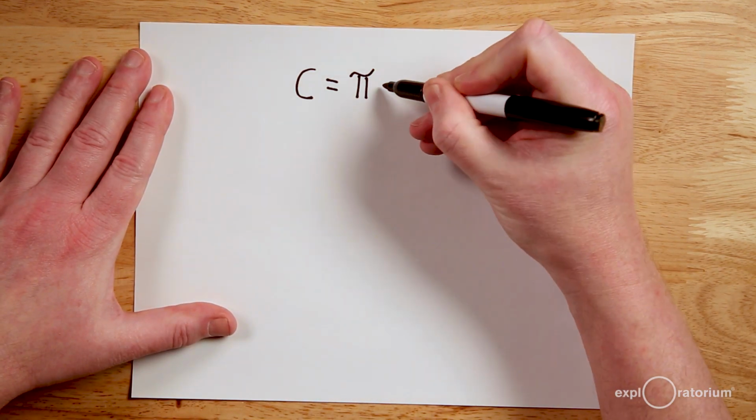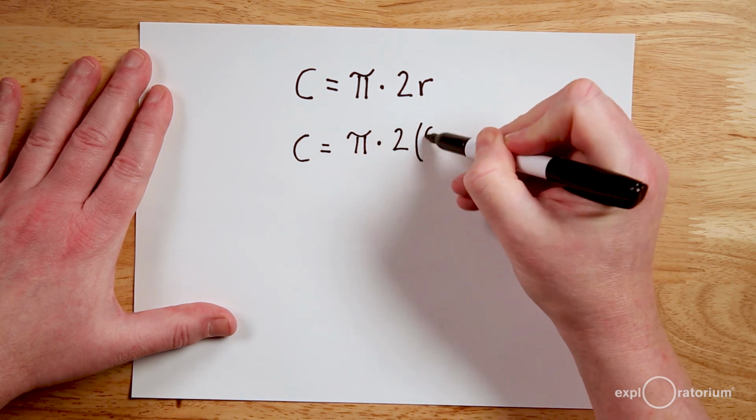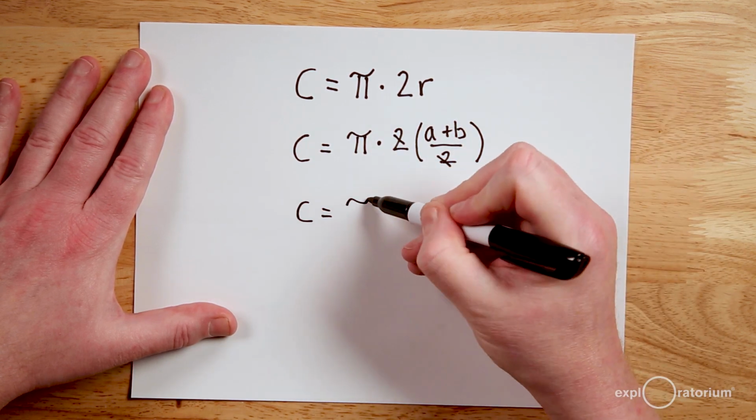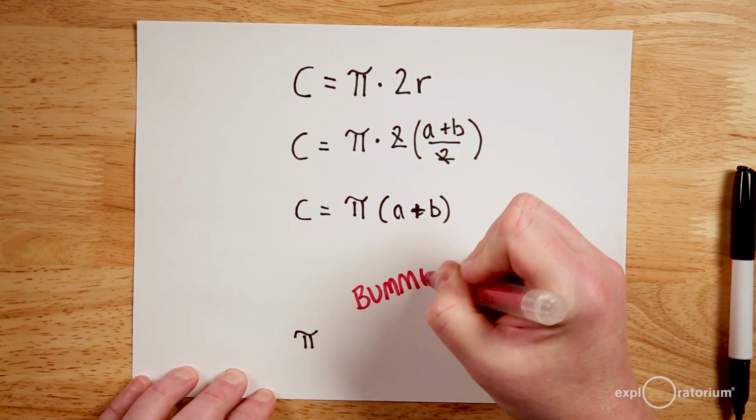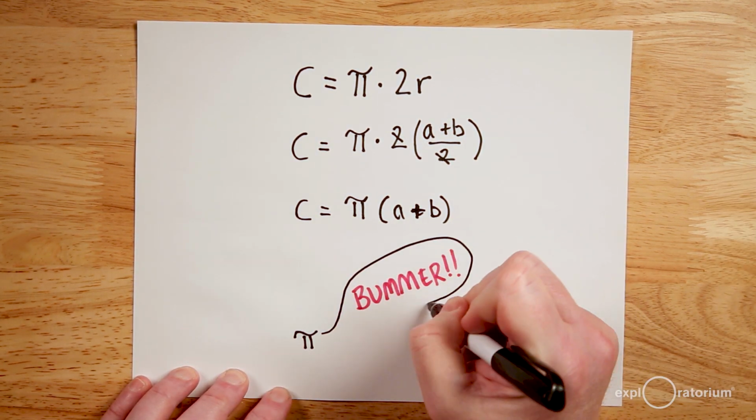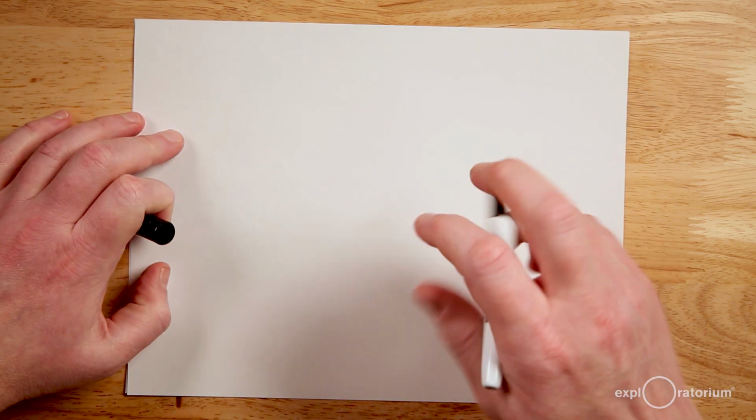I hear you screaming, that we should have used the average of A and B for the radius. But it only takes a little simplifying to see that that's the same formula as we've used before, and it still doesn't work. So let's try something different.